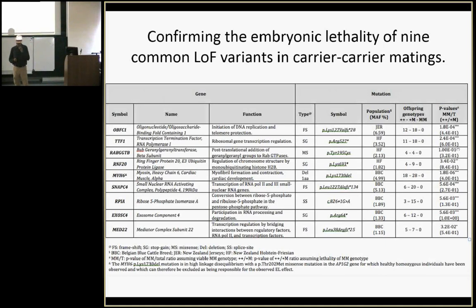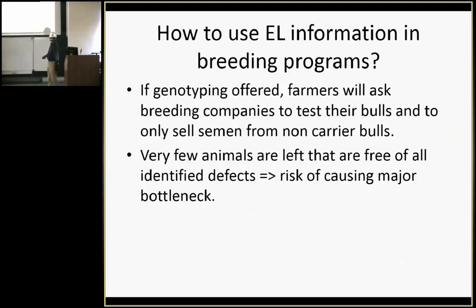So our prediction is that if we genotype the population for these mutations, we can improve, I would say, the fertility by 6%. So altogether, they account for a non-negligible, economically important fraction of the reduction in fertility. So the only problem now is that we don't know how to use it in the field. If we give it to the breeders, they will want the breeding companies who are selling semen from bulls to sell semen from animals that have none of the genetic defects we identified and none of these embryonic defects. The problem is that there are virtually no animals like that left.